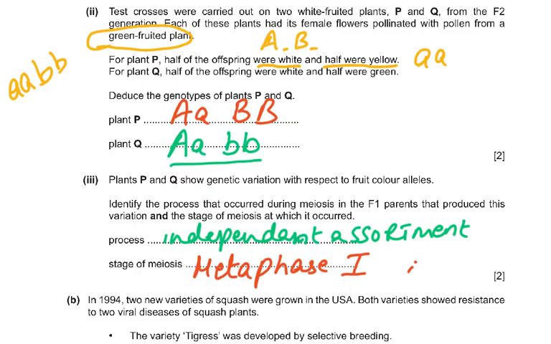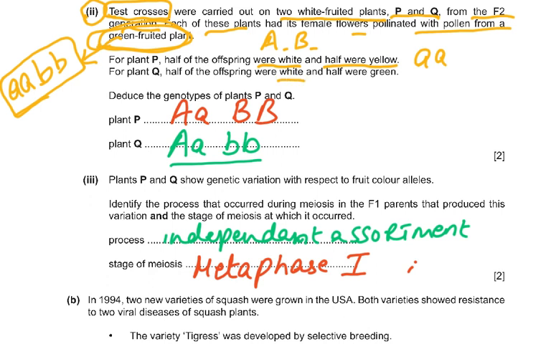To part 2 of the question, test cross. Now test cross is always done to find out the genotype of the mystery organism. Is it big B, or is it big B, small b? So you cross it with a known homozygous recessive. The known homozygous recessive would be this. It says test crosses were carried out on 2 white fruited plants, P and Q, from the F2 generation, and each of these plants had its female flowers pollinated with pollen from a green fruited plant. Green would be this.